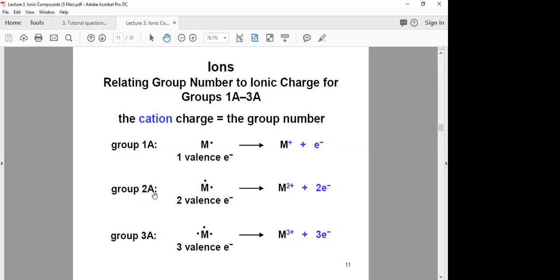Group 2A elements, they're metals, they have 2 valence electrons and they tend to lose the 2 valence electrons. How do we know that? Because it says plus 2 electrons here to the right of the arrow. So these elements pick up a 2+ charge. Group 3A have 3 valence electrons, shown here by the electron dot symbol. The 3 valence electrons are lost. Here they are, plus 3 electrons lost. So these elements pick up a 3+ charge.